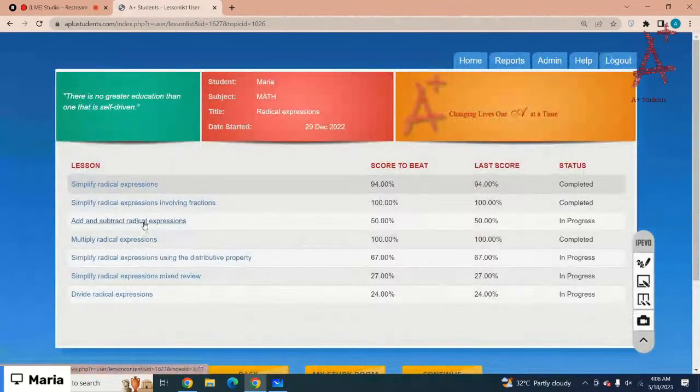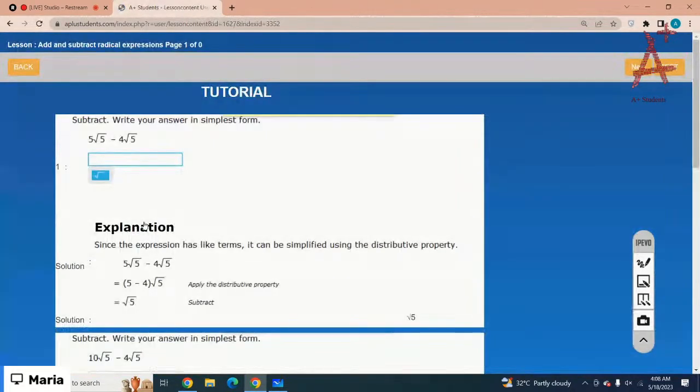Okay, the next one is add and subtract radical expressions. So how do we add? Let's start with the first example. It is 5 square root 5 subtract 4 square root 5.